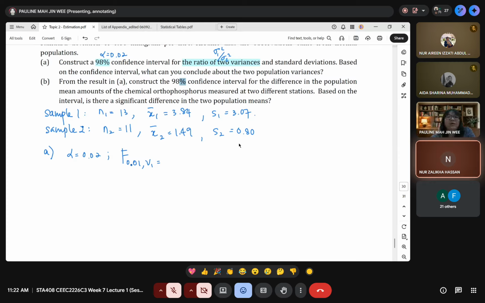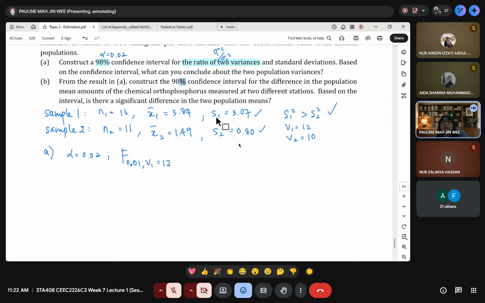12. Now, what do you decide on 12? First of all, you actually need to check on these two. You realize that S1 squared is actually greater than S2 squared. So this is okay. Then only you take nu1 to be 12 and nu2 to be 10, which is n minus 1. Now, if you check and S1 squared is not greater than S2 squared, then what you do is you just switch. Make sample 2 your sample 1, sample 1 your sample 2. Just interchange. It's very simple.